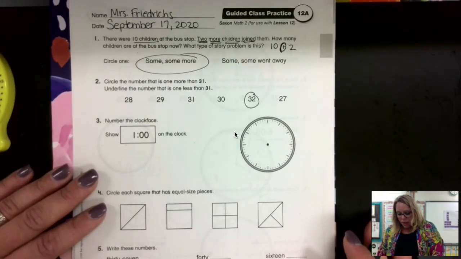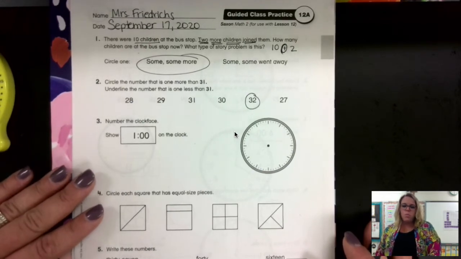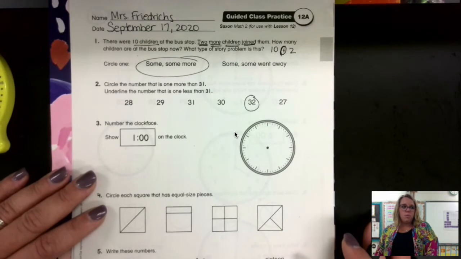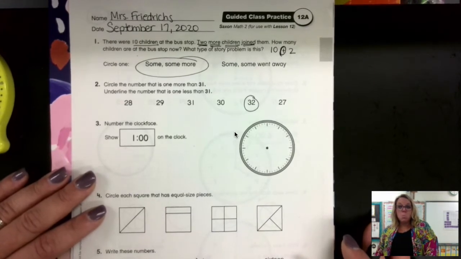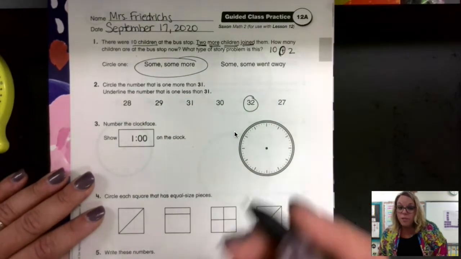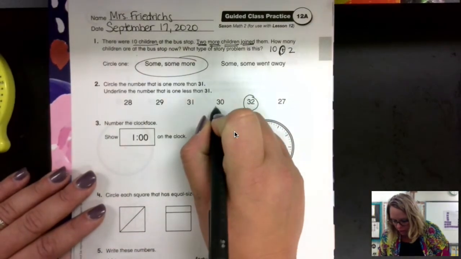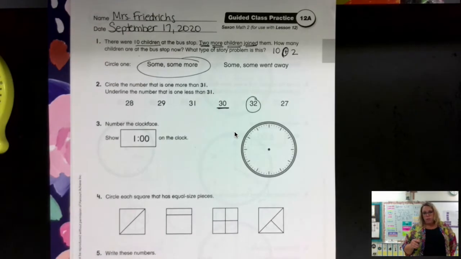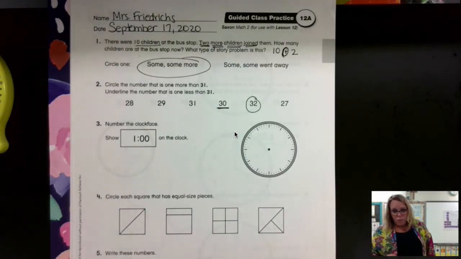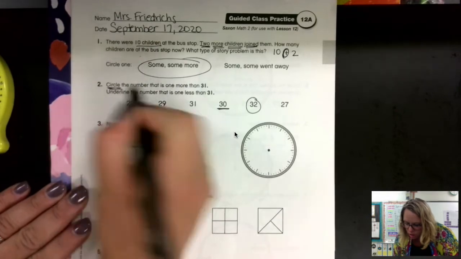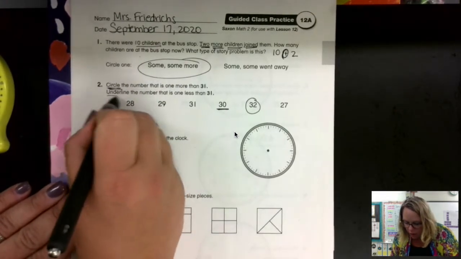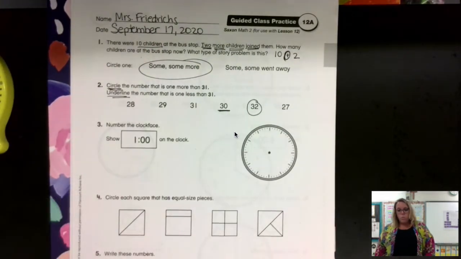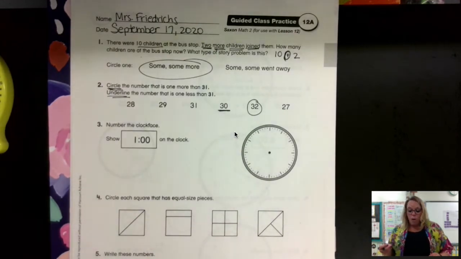Then we need to underline the number that is 1 less than 31. So what is 1 less than 31? What comes just before 31? 30 does. So we have to underline 30. Not box it, not circle it, not put an X through it. We need to underline it. Why? Because the direction said circle the one that's 1 more, and it said underline the number that's one less. We have to make sure we follow the directions exactly, okay?